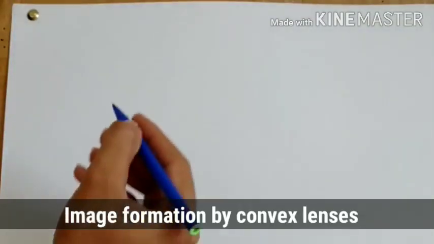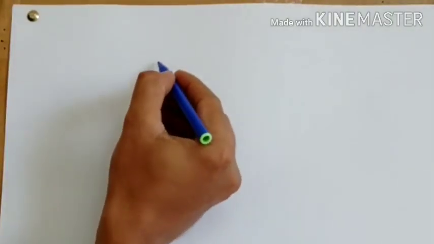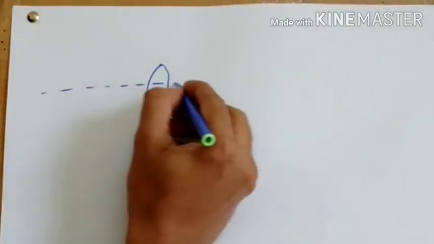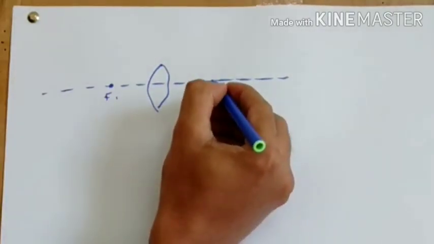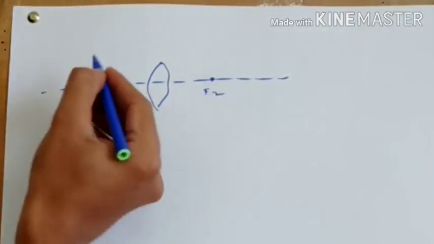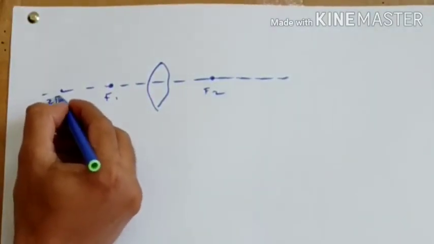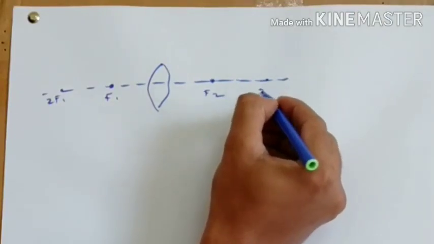So let's start. First we will see the image formation by a convex lens. So first let us draw a convex lens. This is how we are going to draw our convex lens, and this will be our principal axis. I am sure you remember this. Now for a convex lens we are going to have two focal points. One will be over here, that we'll call f1, other will be on the right hand side, that we'll call f2. Twice of f1 we'll call 2f1, twice of f2 we'll call 2f2. I'm sure you remember all these. If not, please go through the previous videos.